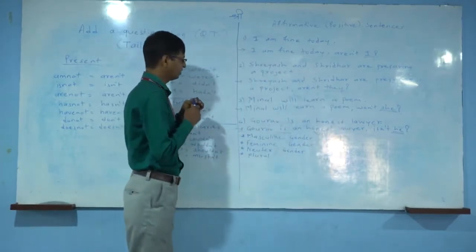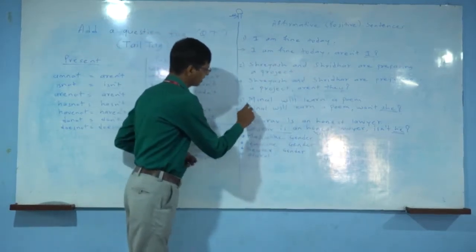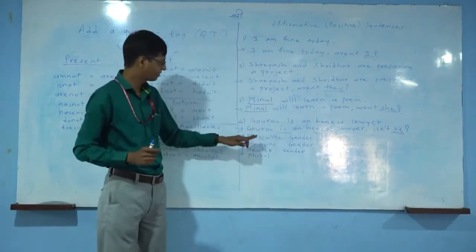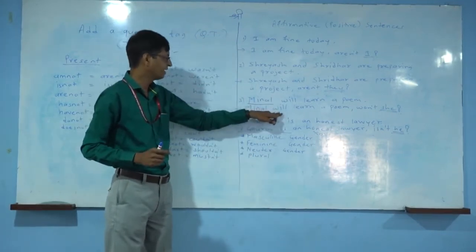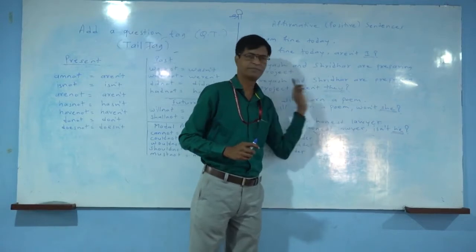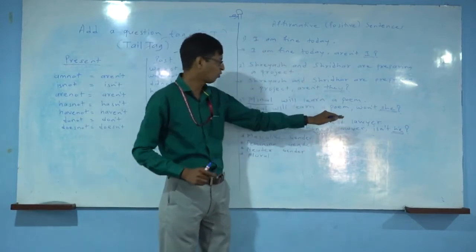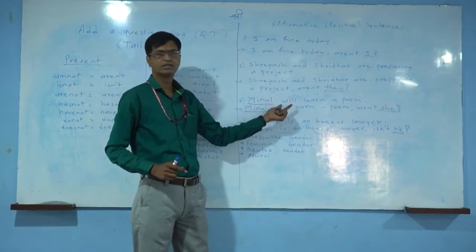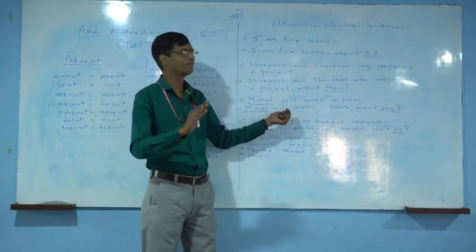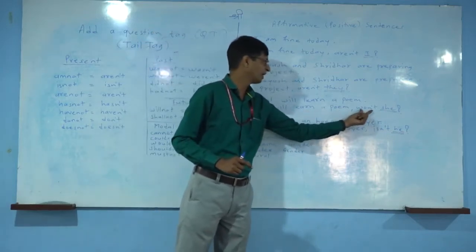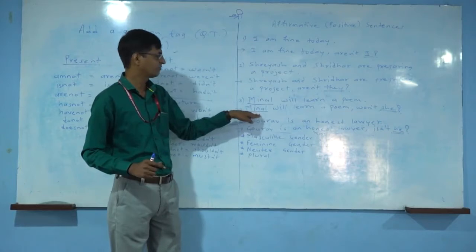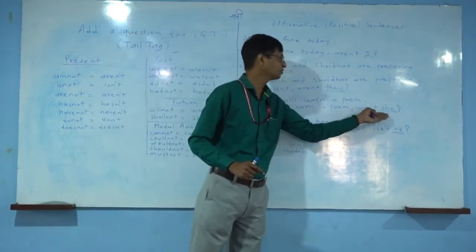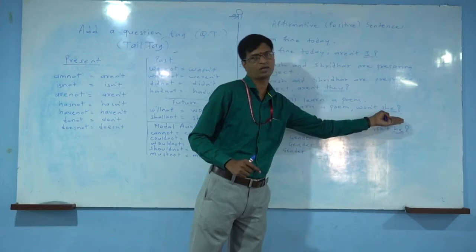Third sentence: Minal will learn a poem. So now here the subject is feminine gender. Minal will learn a poem. In the answer, after the comma, we are writing won't. The contracted form of will not will become won't, and because Minal is a feminine gender we are using here she. Won't she? Do not forget a question mark.